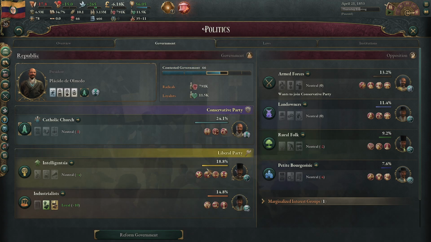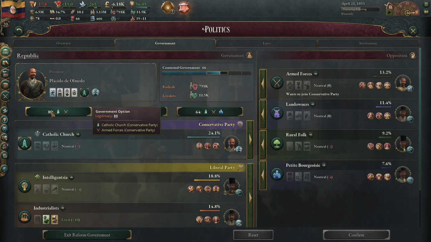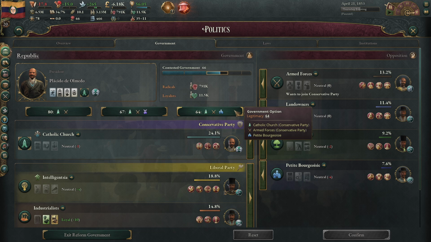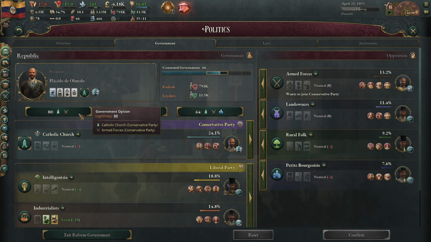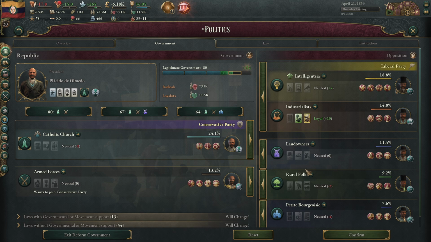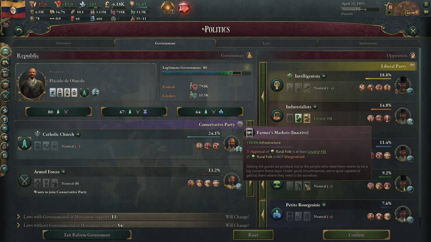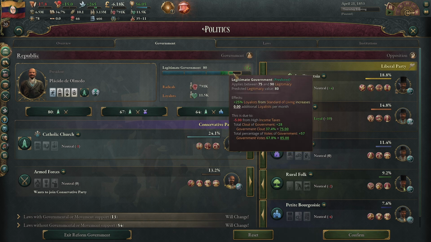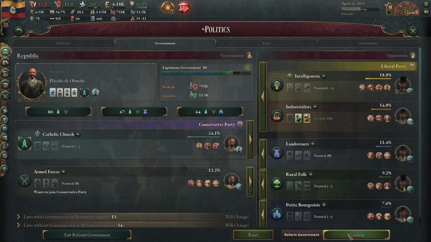Oh my god. Okay, we can do the government reform. Okay, we have 80 legitimacy if I put in the armed forces and the Catholic Church. We have 67 if I put in those two with the landowners. And I have 64 if I put those in with the petite bourgeoisie. So I think we are going to do this one, and do some armed forces things with the dedicated police force. I think that is what I'm going to do. We have 80 legitimacy, so we have more loyalists, and yeah, we can do reforms fairly quickly. So let's do this one.